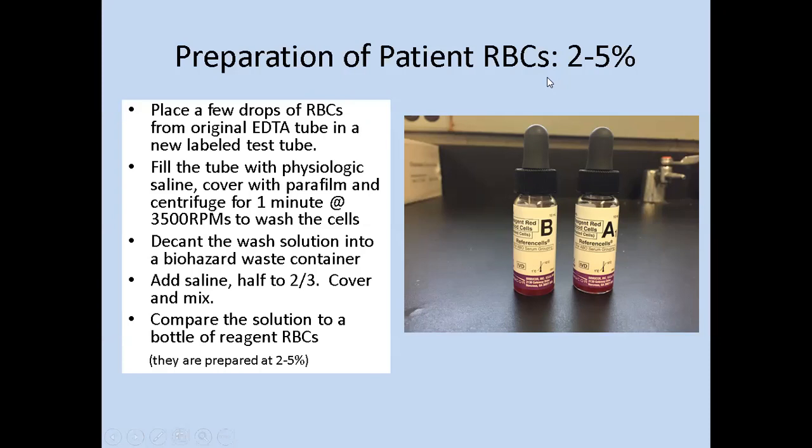So how do we do this? We take a few drops of red cells from the original EDTA tube and place the drops in a newly labeled test tube. Then we're going to use physiologic saline. We fill the tube with physiologic saline and cover it with parafilm. We mix it very gently, and we centrifuge for 1 minute at 3,500 RPM to wash the cells. Washing the cells is important because it removes any unbound proteins that are present in that sample. If you have fresh specimens, you're going to wash them once, and the wash is going to look pretty good.